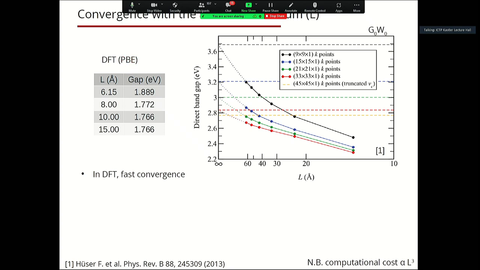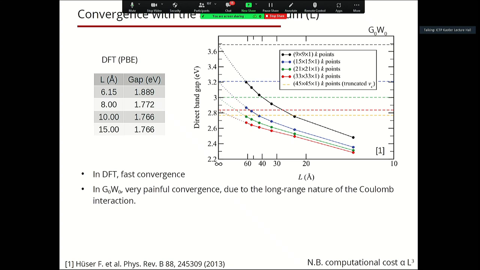For G0W0 calculations, it is the opposite. So we have a long range interaction, and we can see here that the convergence with respect to the amount of vacuum is very painful due to several reasons. First of all, because this is interconnected with the convergence of the Brillouin zone. Then because we really need a lot of space between the layers. Here we have like 60 Angstrom. And it is important to remember that the computational cost scales as L to the 3rd power. Then you probably have to extrapolate the value for an infinite layer separation.